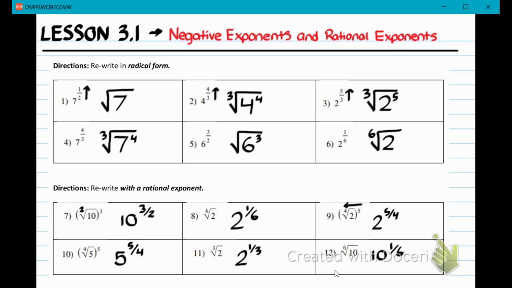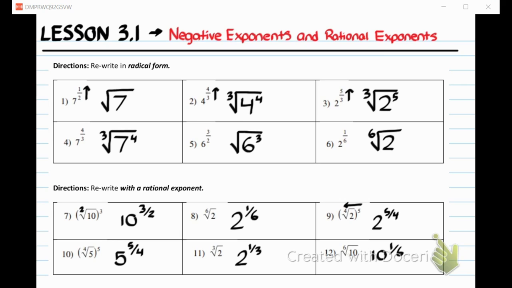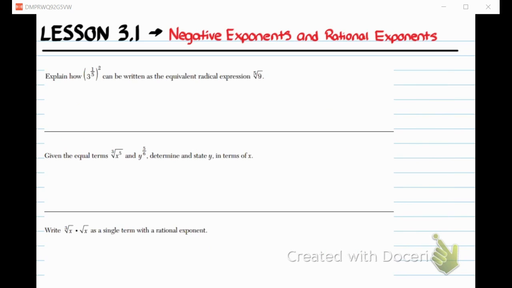All right, now we're going to do a few challenging examples that are from old Regents exams. So this question says, explain how 3 to the 1/5 to the 2nd power can be written as the 5th root of 9. So they just basically want you to convert this to a radical, right? They want you to turn this into a radical because that's what they're asking you to prove.